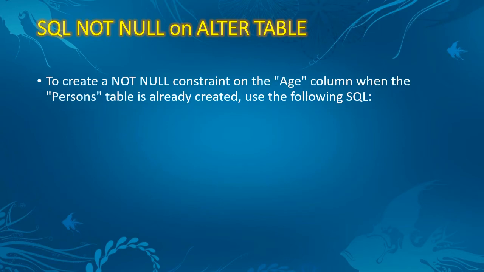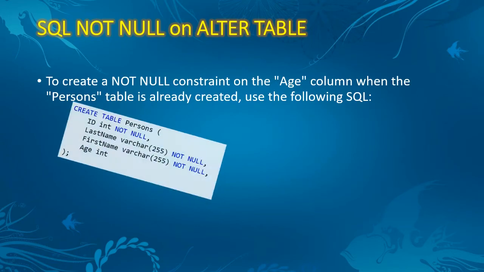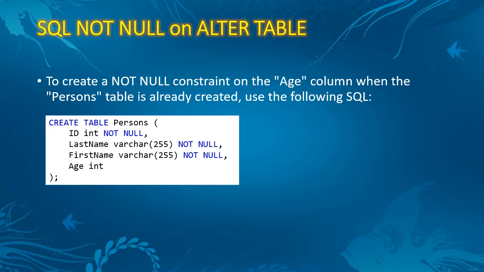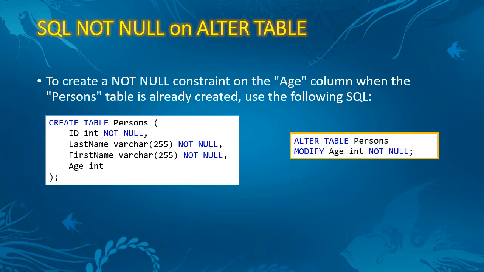After creating a table, if you want to add the not null constraint, we can use the alter query. See here, persons table is created: ID, last name, first name, age. Here I'm going to add the not null constraint for age using the alter query: alter table persons modify the column name age and its data type int and not null. Then the not null constraint is created. So while we are inserting a value for age, we can't give null values.